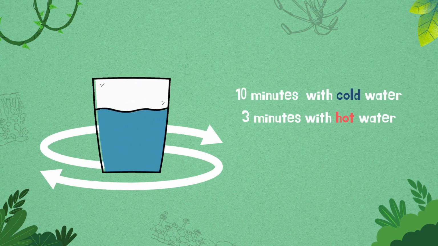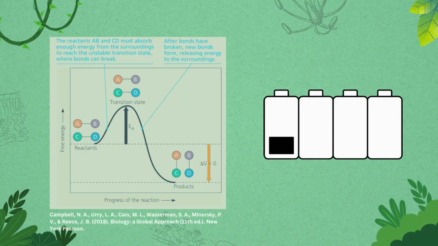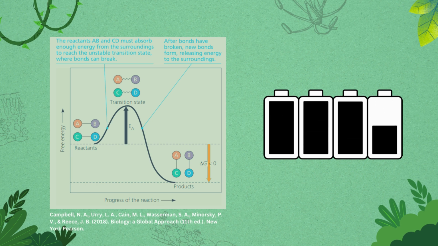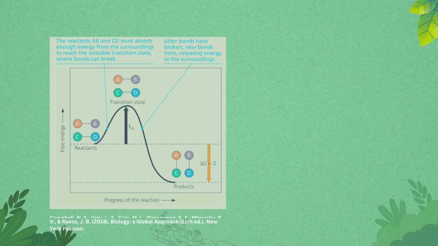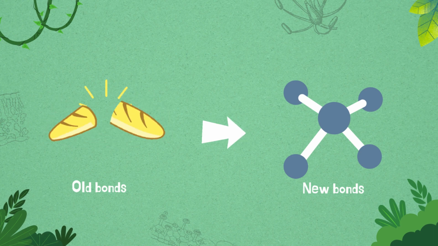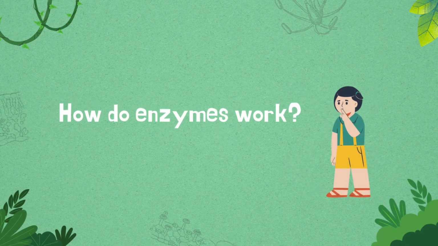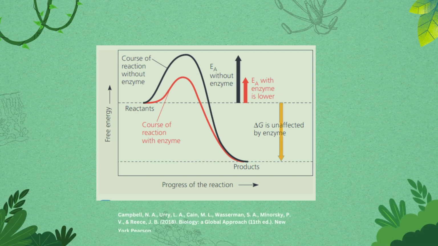3 minutes. The reason for this is due to the required amount of activation energy for the reactants to shift into the transition state. In the transition state, there is enough energy for old bonds to break and for new ones to form. How do enzymes speed up reactions then? Instead of increasing the amount of energy available, enzymes are catalysts that lower the activation energy barrier so that reactions can occur even at normal temperatures.